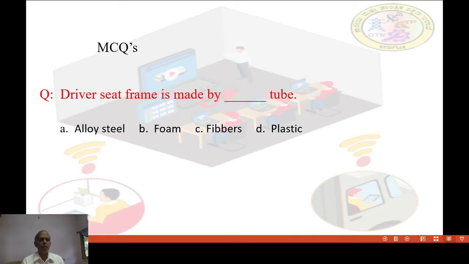Question number 4: The driver seat frame is made by dash tube. The choice answers are alloy steel, foam, fiber, and the last one is plastic. The correct answer is alloy steel.